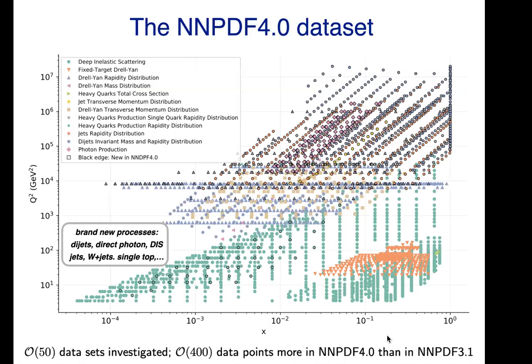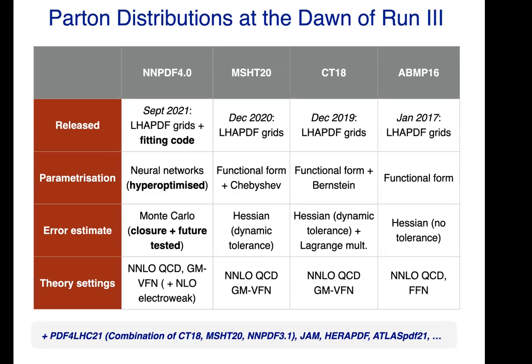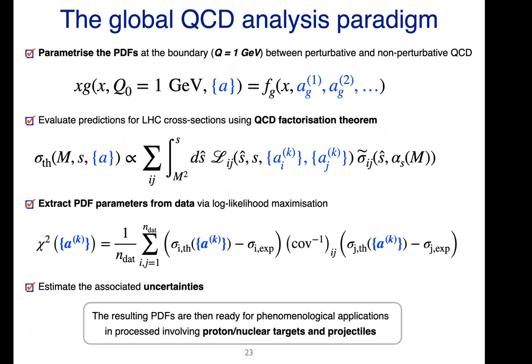I have one question. What exactly are you parameterizing in terms of these functional forms, Chebyshev polynomials, Bernstein polynomials? Yes, you have to parameterize. For example, you say that the x gluon PDF is some function of x, which you don't know. And you can parameterize it with neural networks, Chebyshev polynomials, or with whatever model you would like.